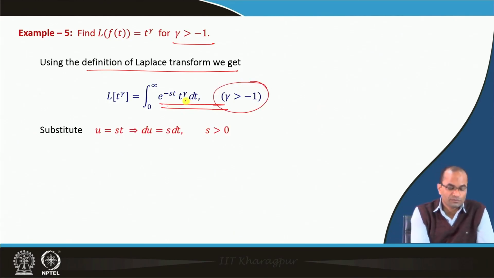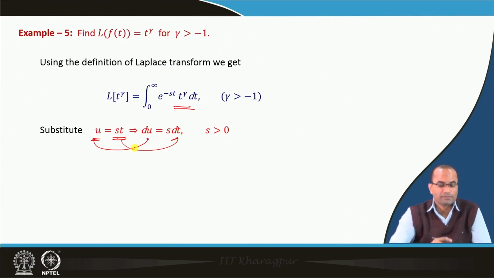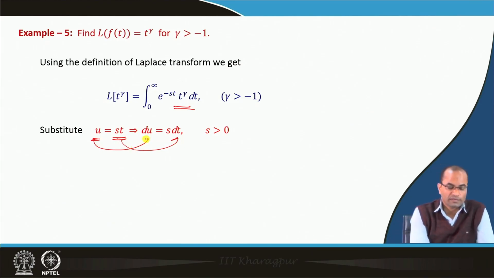If we substitute in this integral u equal to s t, that means du will be s times dt. So, the t variable is replaced with the u variable now, assuming that s is positive. When s is positive, the limits will remain as they are, so 0 to infinity.